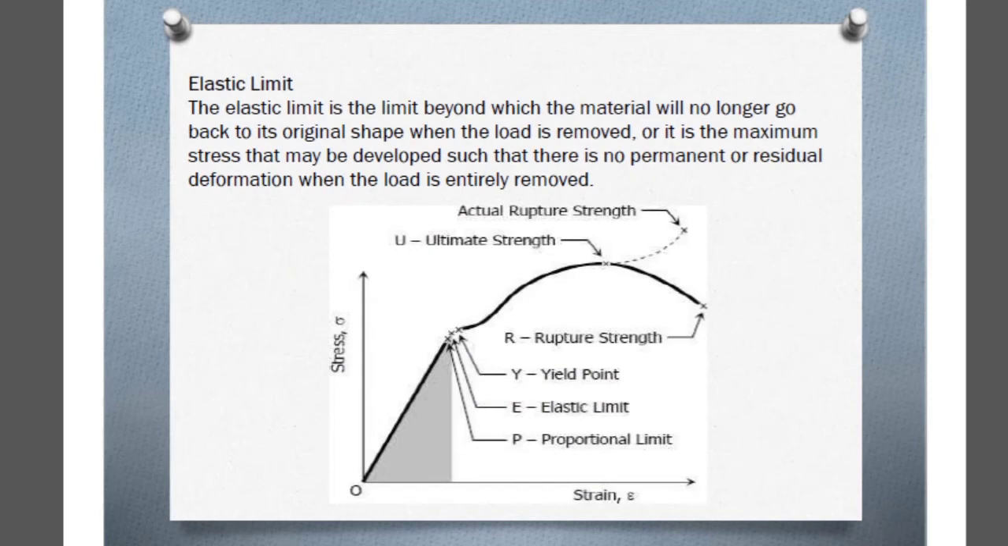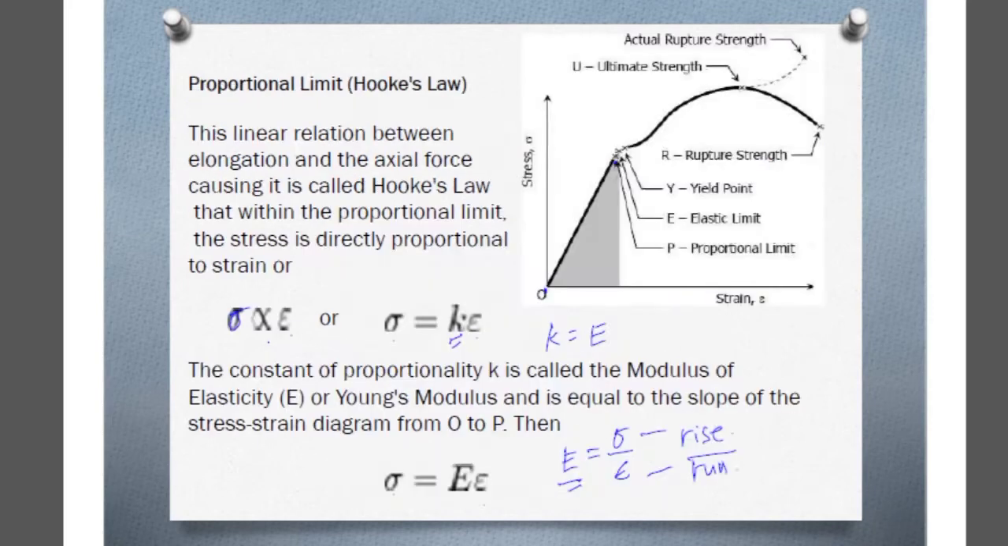Ano naman yung elastic limit? So, elastic limit is the limit beyond which the material will no longer go back to its original shape. So, balikan natin dito sa proportional limit. Sa proportional limit, kapag yung stress ay applied hanggang dito lang sa proportional limit ng material, ibig sabihin, after i-release mo yung load applied, siya ay babalik sa original niya na length.